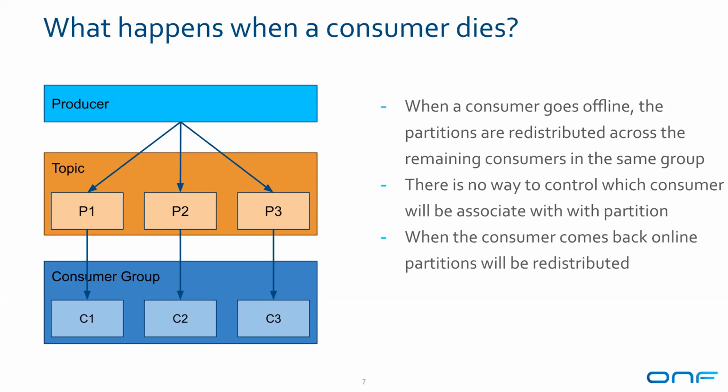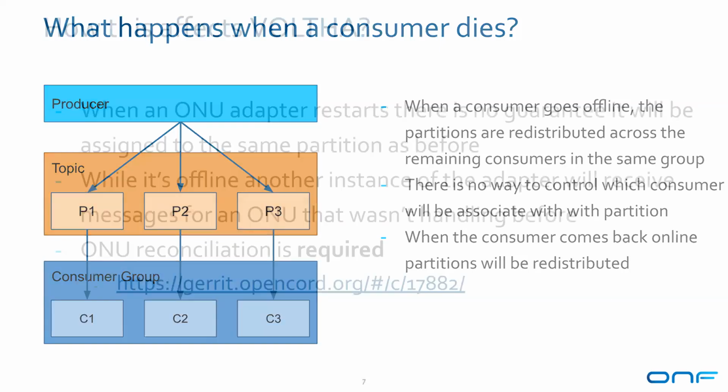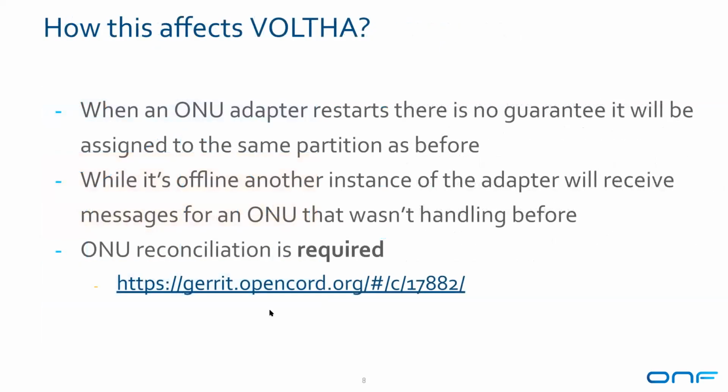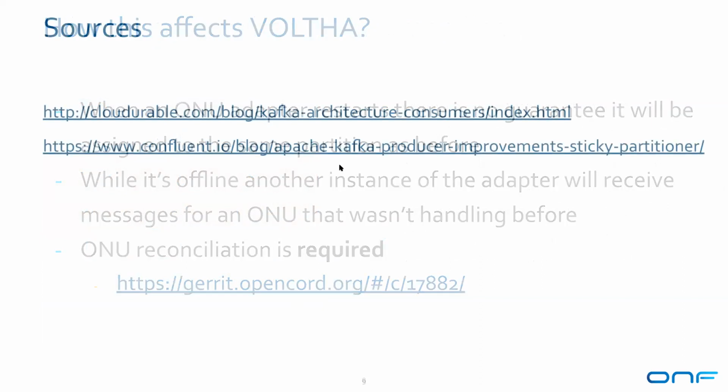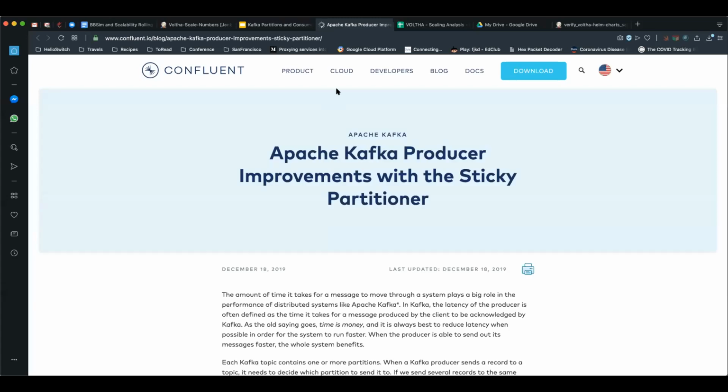Is that a choice? I mean, are there any other choices in Kafka to keep the remaining association and only change? There is a solution for that. It's a new one. It's called sticky partitioning, but I don't think all of the Kafka libraries support that.